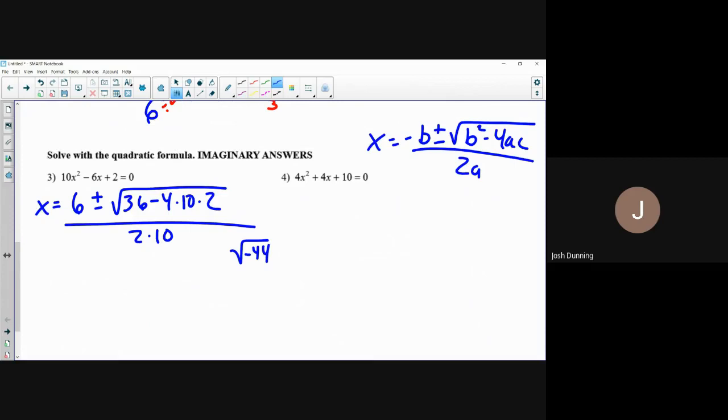Well, 44 isn't a perfect square, so we got to do the simplest radical form thing again. But 44, hopefully that rings a bell. 4 times 11. So that's 2i radical 11. Now I'll bring that back into my solution here.